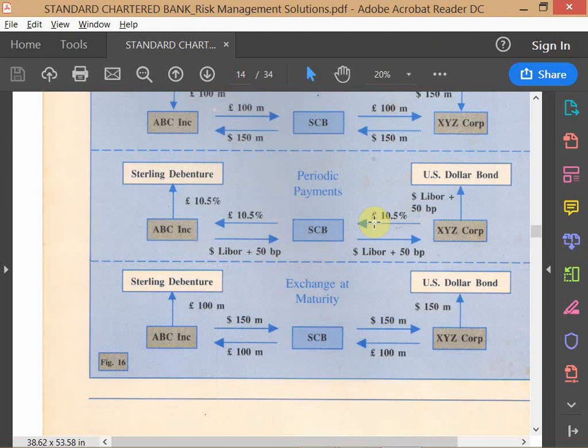Now if you think about what they want to achieve, you'll be able to figure out how the swap will be structured. The first thing they want is to get rid of any floating rate dollar liability. On the underlying position, they are paying US dollar LIBOR plus 50 basis points. So one leg of the swap has to be such that there is an inflow of this which will cancel this outflow.